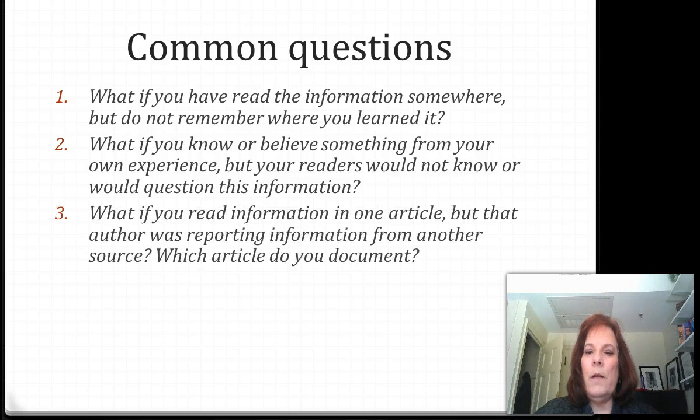What if you read information in one article but that author was reporting the information from another one? Which article do you document? In other words, you're reading my article. In my article, I cite a previous article. Now, you don't care about my article, but you care about that previous article. Well, the answer to that mostly is look at my references, in the text and in the references section, and go back to the original. Go back to the original and use the original article in your paper.